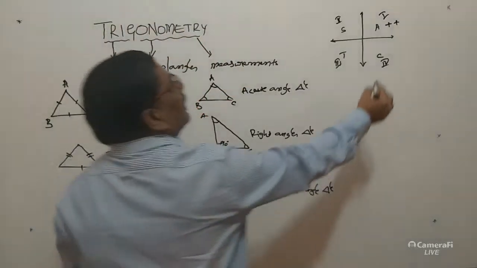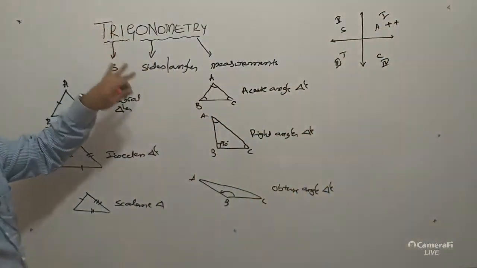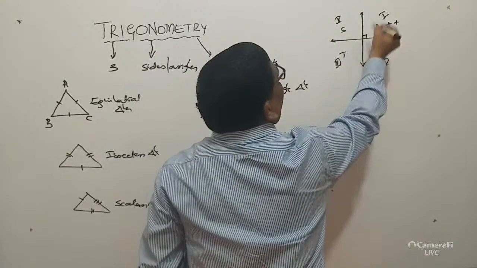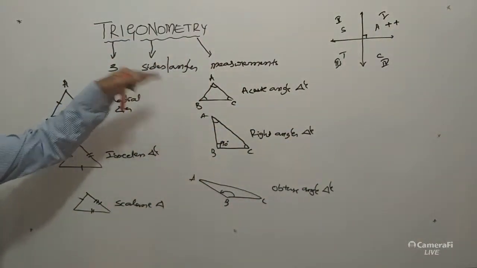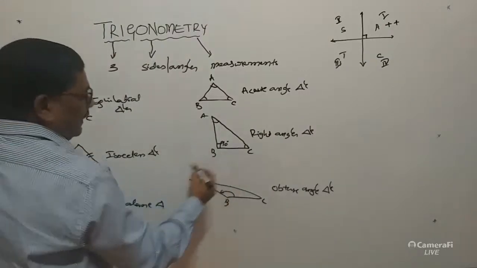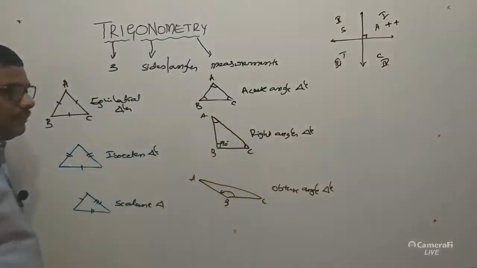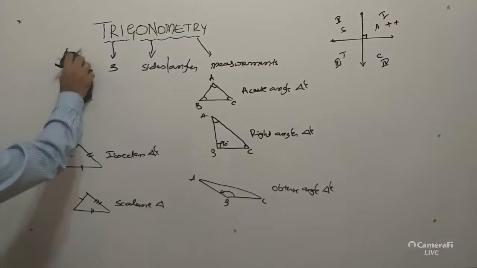So here we are restricted only to this part, that is the first quadrant. Now, the basics of trigonometry: we are learning only in the first quadrant, where the triangle comes under a right angled triangle. That's what we are learning, only a right angled triangle with acute angles, because when it is a right angled triangle, the other two angles are acute. This is the basic concept of trigonometry, the meaning and the basic triangles.